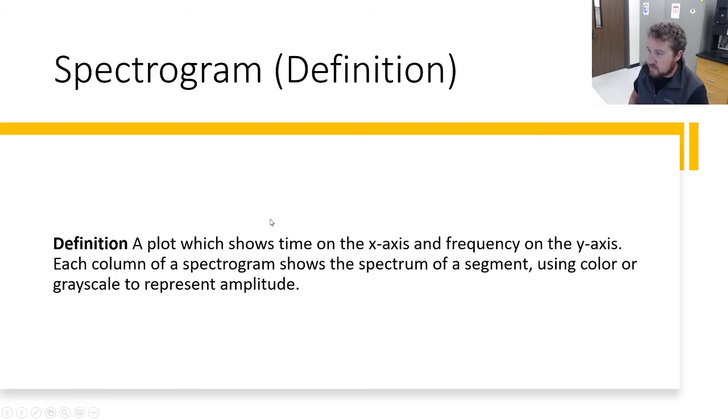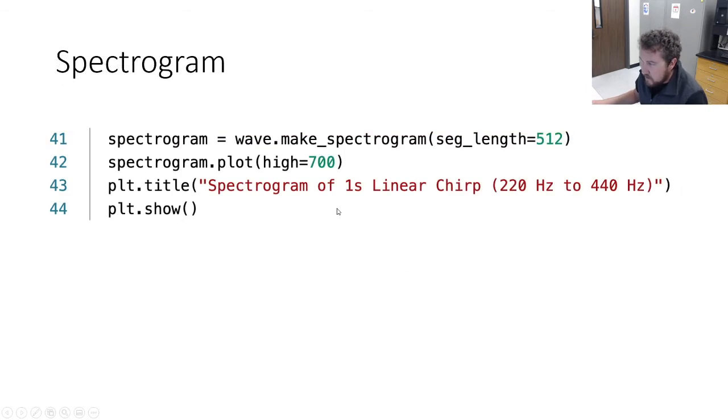Our official definition for a spectrogram is a plot which shows time on the x-axis and frequency on the y-axis. Each column of a spectrogram shows the spectrum of a segment, using color or grayscale to represent amplitude. That just means it's a slice of the spectrum at each point in time. ThinkDSP makes it pretty easy for us to look at a spectrogram. It comes right off of the wave class: wave.make_spectrogram. Now we have to define a segment length of 512, and there are some consequences to choosing 512 as our segment length.